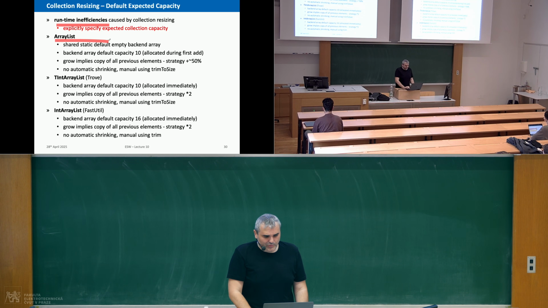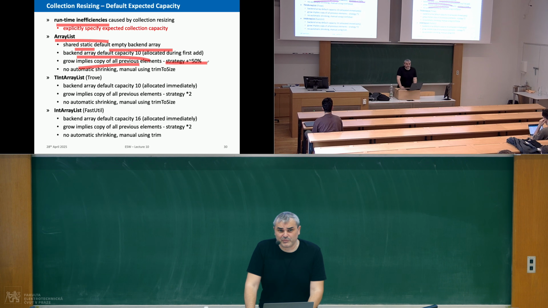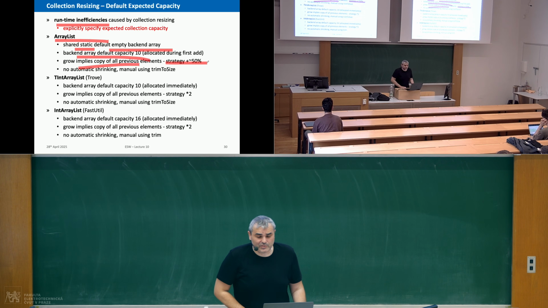So let's go through various collections and how they work. This is the standard ArrayList collection provided by Java by default. It solves the problem with empty arrays. I've already mentioned it's using the static empty array representation. If you put in at least one element, the default size is 10. And it automatically grows using the strategy of plus 50%. So it's 10, then 15, etc. It's increasing and increasing.